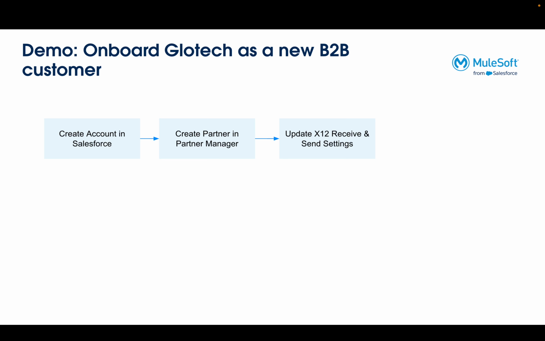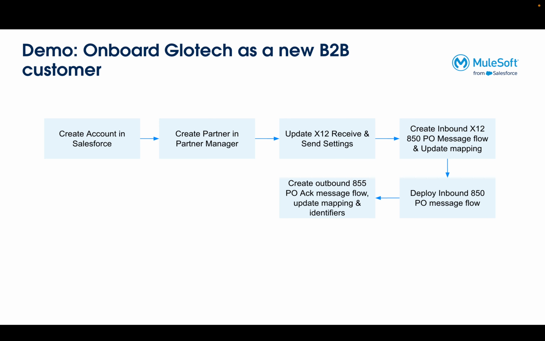Once we have that, we go and update certain EDI X12 inbound and outbound message validation settings to match Glowtech's EDI specifications. The next step is to create an inbound X12 850 purchase order message flow, reusing a lot of those endpoints and message type and maps configurations created for other partners. Once the message flow is fully configured, we will execute an API call to trigger a deployment of that message flow. While that is being deployed, we will go and create an outbound 855 purchase order acknowledgement message flow, update the mapping and set up the identifiers for the outbound 855 message envelopes, and go ahead and deploy that 855 message flow.